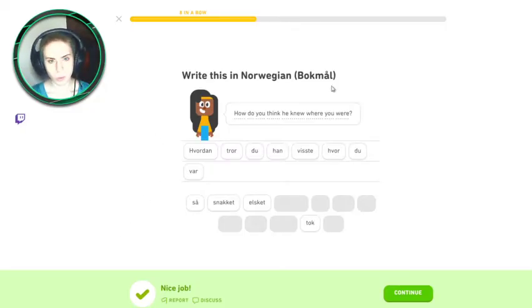Let's break down the sentence, going back to the sentence structure real quick. How do you... I think you is the object. And think is the verb. So what do you think? You think he knew where you were? So who knew where you were? You see? So I think he is the direct object of the sentence.